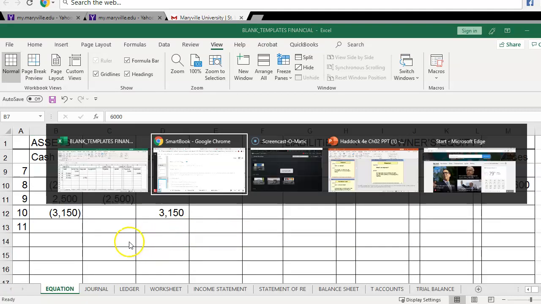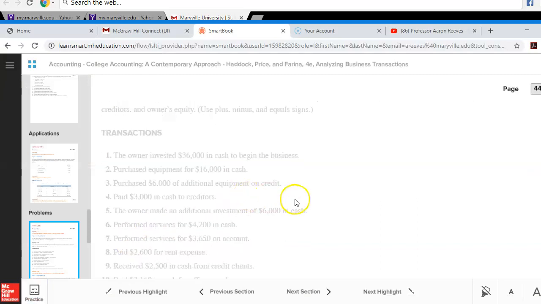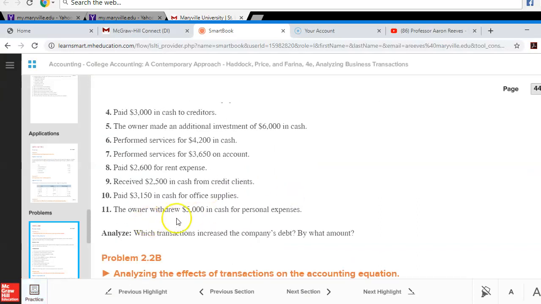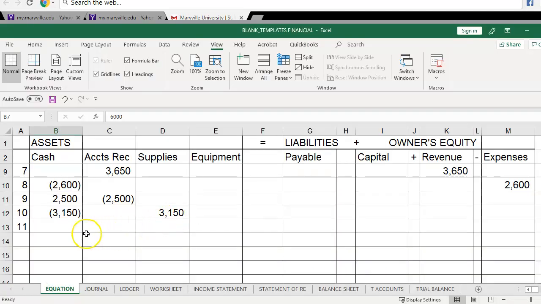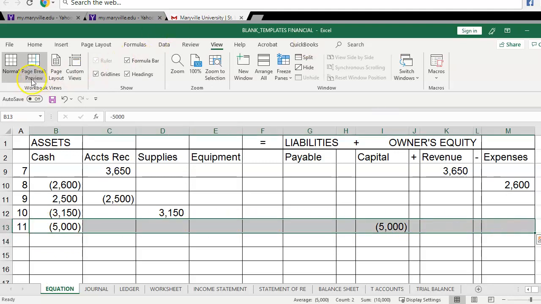Okay. And then last one, number 11, says the owner withdrew $5,000 in cash for personal expense. So now the owner is taking money out of the business. That's going to decrease their investment, which means it would decrease their capital account and their cash account. So I'll put minus $5,000 in my cash account and minus $5,000 in my capital account.